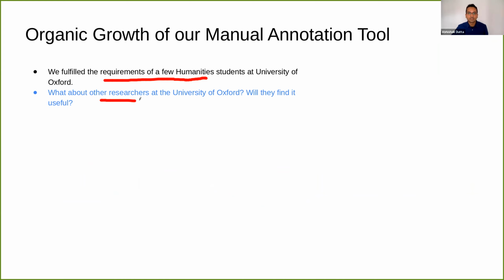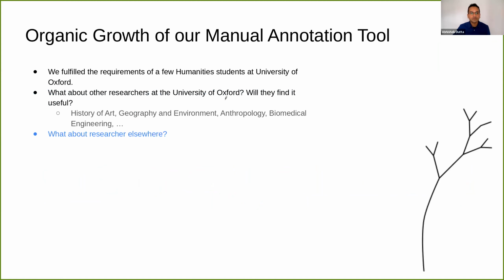What about other researchers in the university? What about other departments? So we found that other departments are also keen to use such tools. So a DPhil student used this tool to annotate a piece of art. And then as a part of her DPhil thesis, she submitted not only the annotations, but also this tool that allowed her to annotate. So that was used in history of art, research in geography and environment, they used it, and many other departments started to use it.